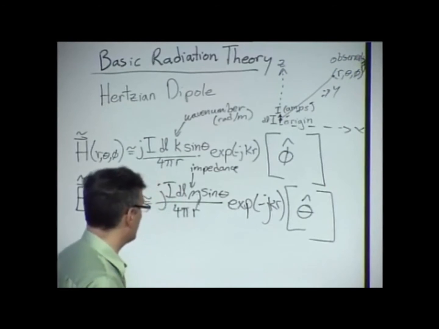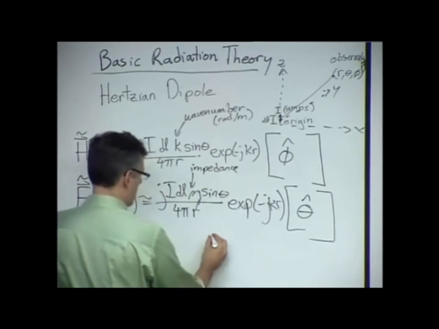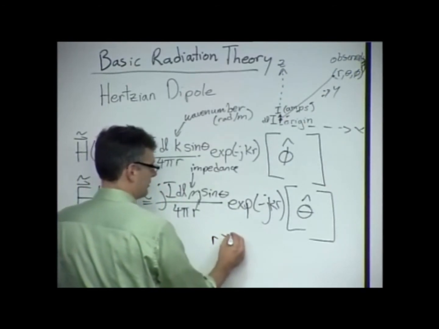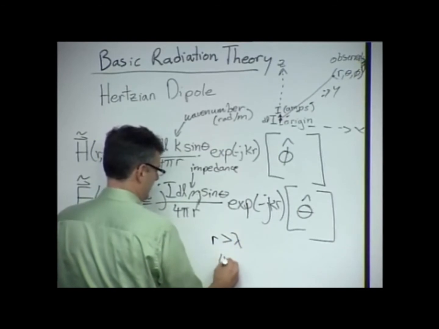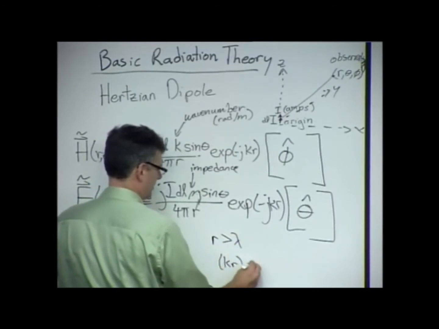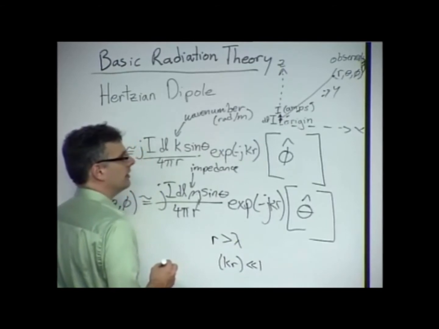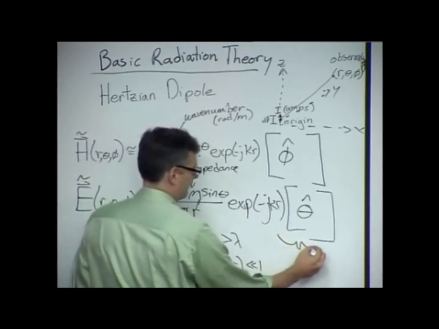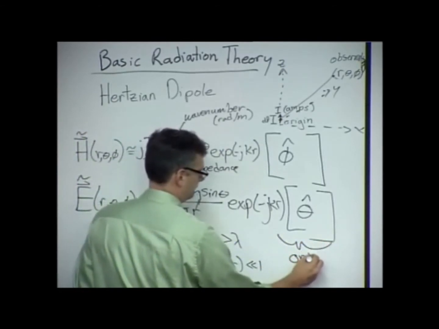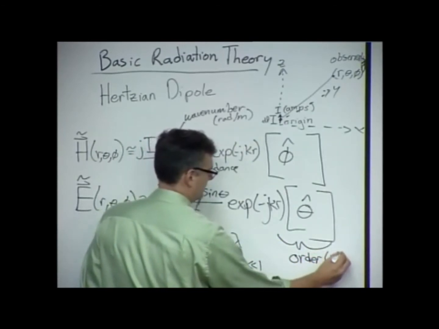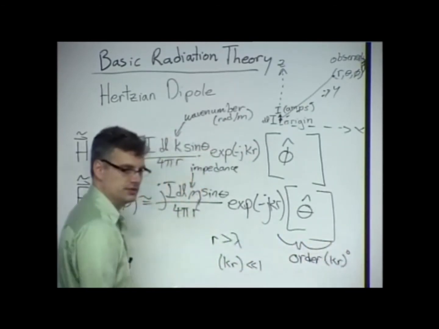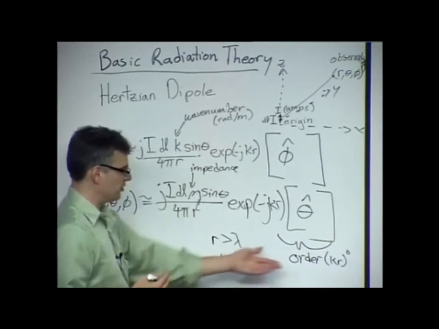Why did I approximate the equation? Okay, so when r is greater than lambda, then that means that kr is much greater than 1. And so these, think of these as my order kr to the 0 terms. So they don't even depend on kr.